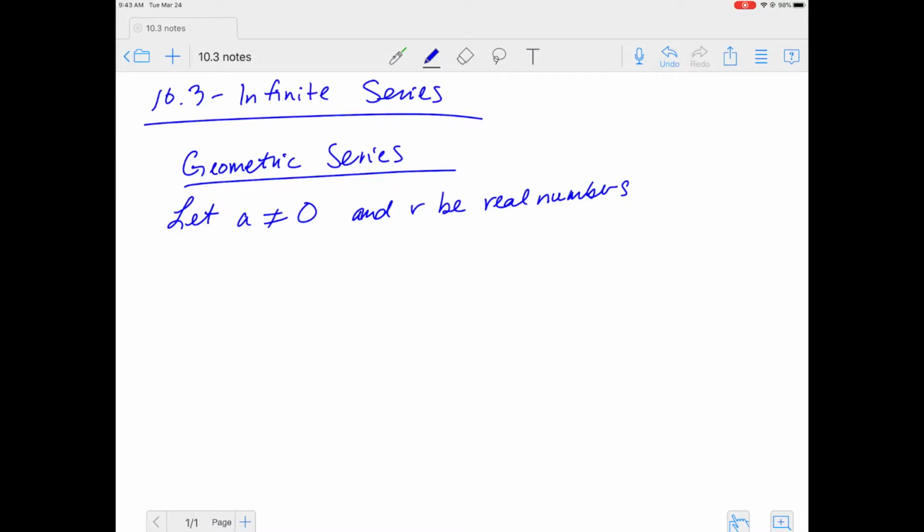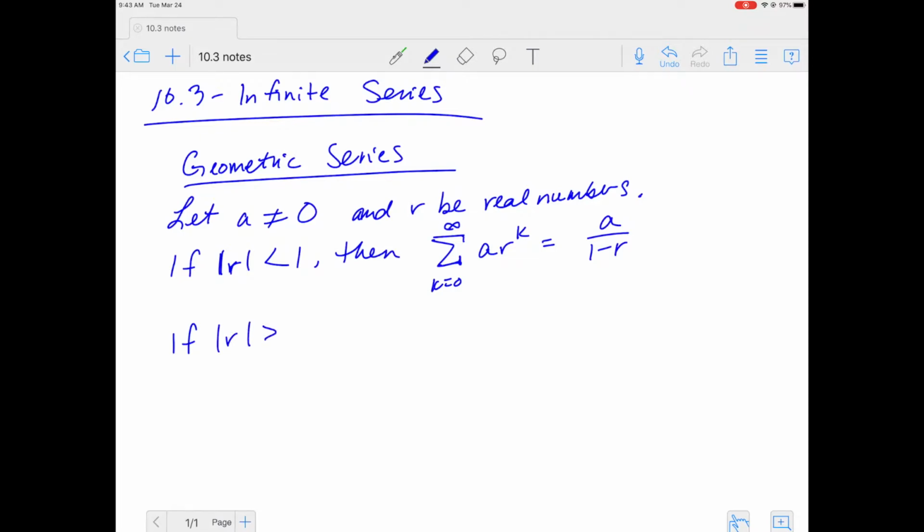All right. Now here's the main criteria. If the absolute value of R is less than 1, then with this series here, when I go from 0 to infinity, because it's an infinite series, AR to the K is going to equal A over 1 minus R. That's going to happen. So the criteria of R has to be true in order for it to come up with this. If the absolute value of R is greater than or equal to 1, then the series diverges.